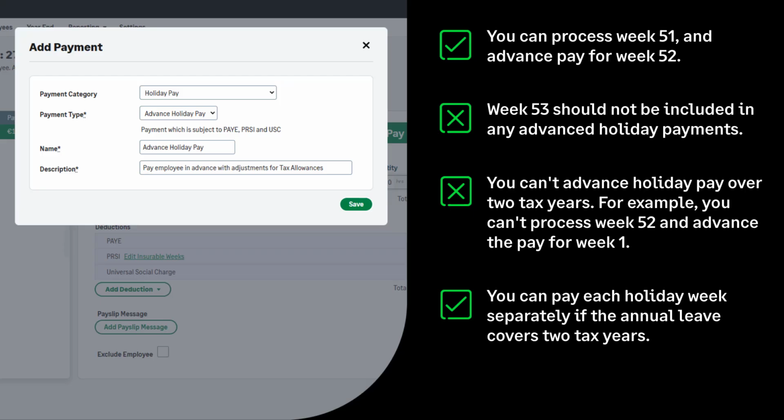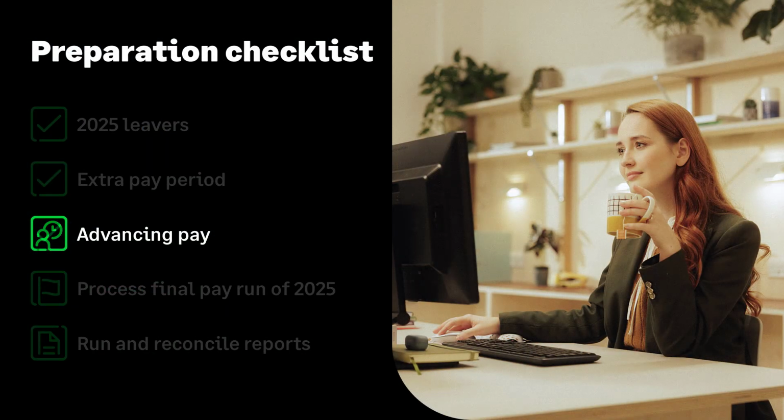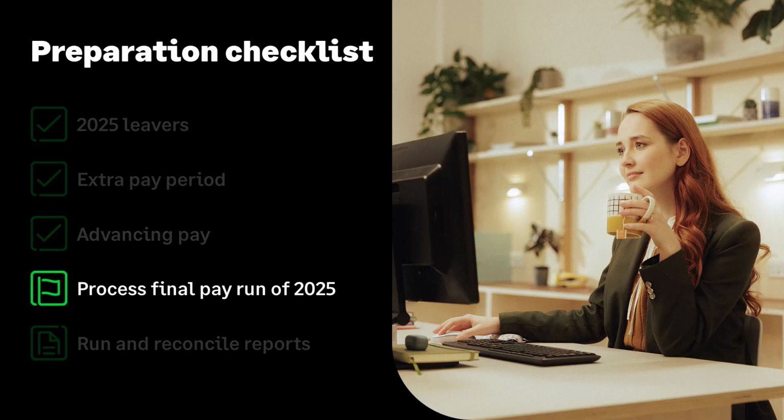If you choose to do this and you use PayPath or SAPA payment files, a payment file will be created for each week you've processed separately. Therefore, your employees will receive 2 separate payments, one for each pay period. We have now completed this step. Let's move on to processing your final pay run of the year.